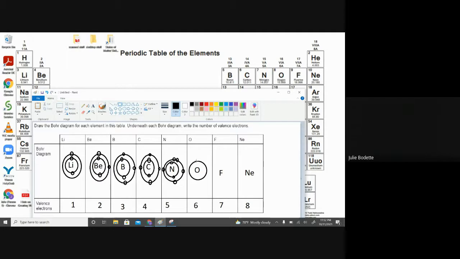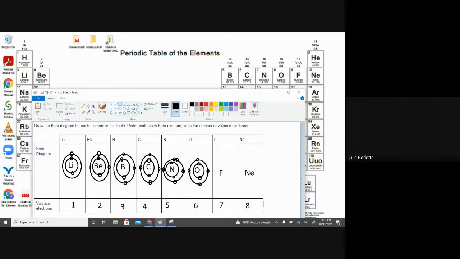So this valence electron pattern, let me draw that smaller. This pattern is not just for this one row that we looked at, right? It turns out that this pattern holds true for every column on the periodic table. Let me finish drawing these real quick and I will get to that.